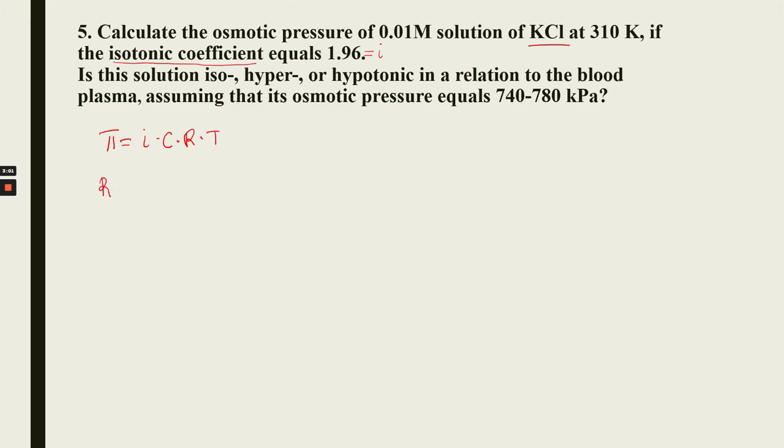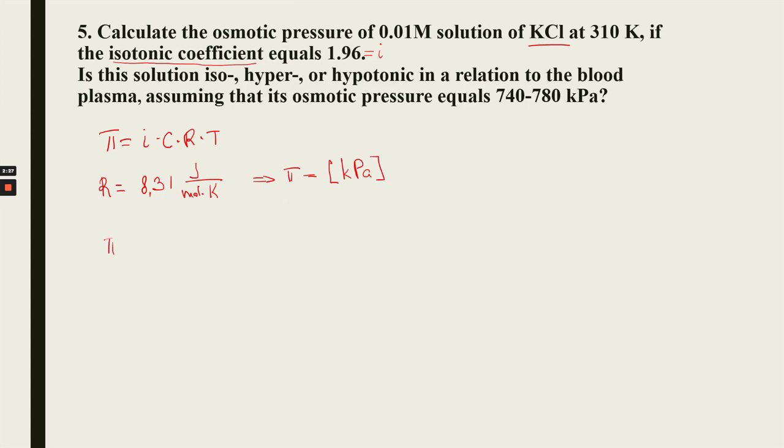I remind you that R is a gas constant. It's equal 8.31 joules per mole per Kelvin. And in case we use that number for gas constant, we will find osmotic pressure measured in kilopascals or pascals.